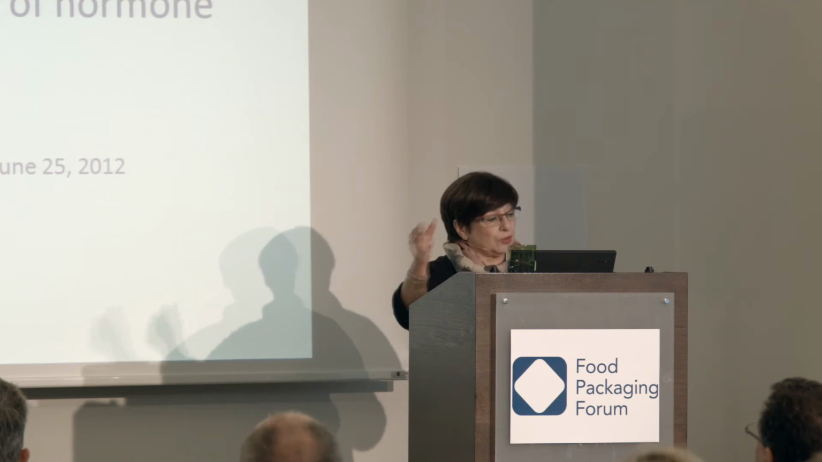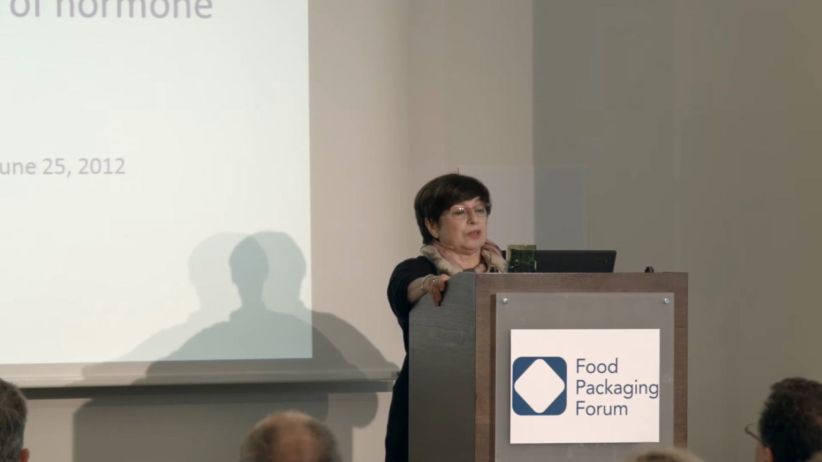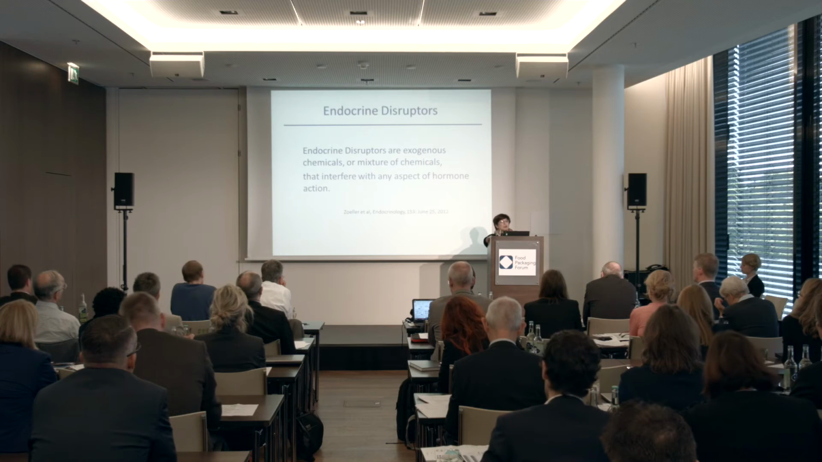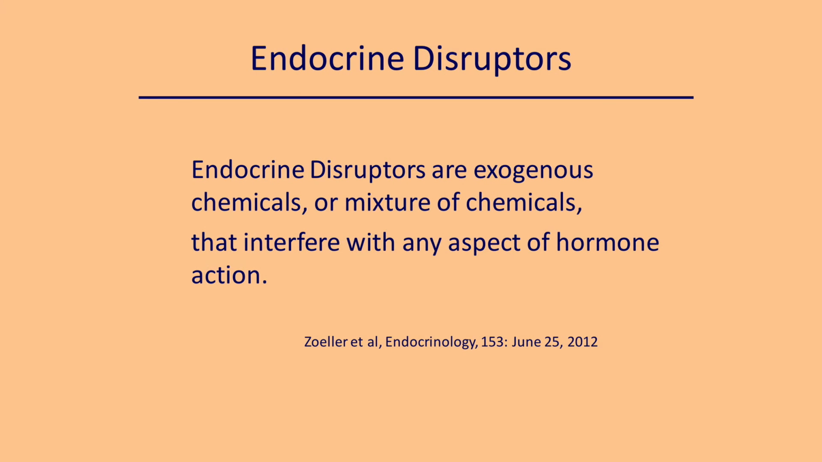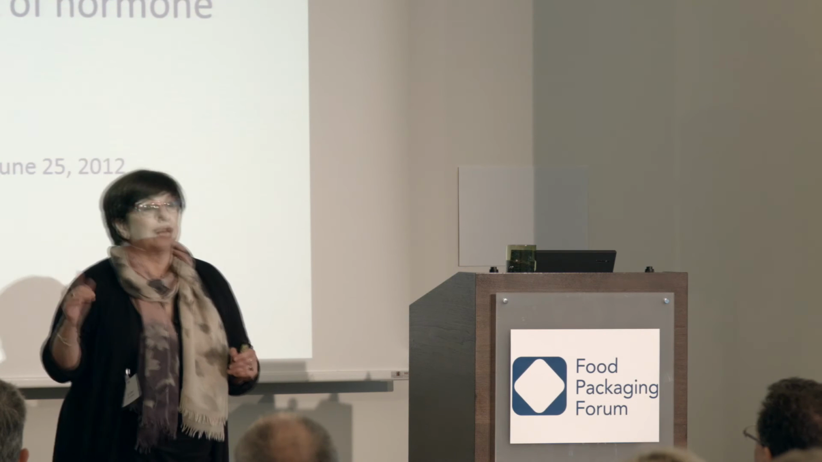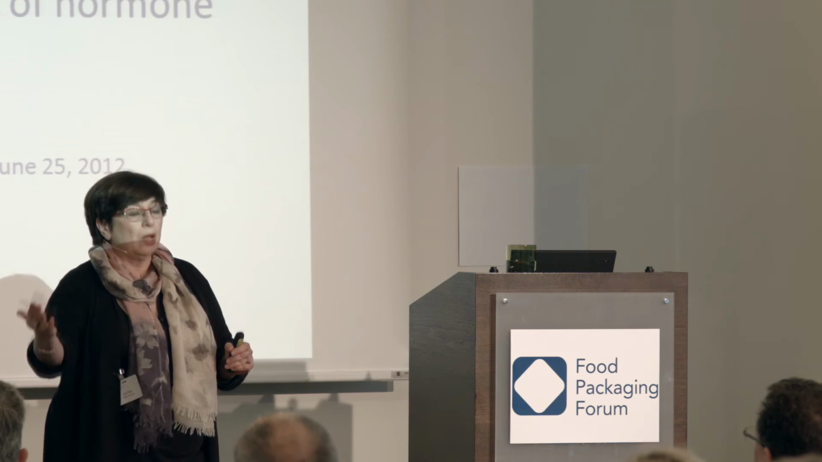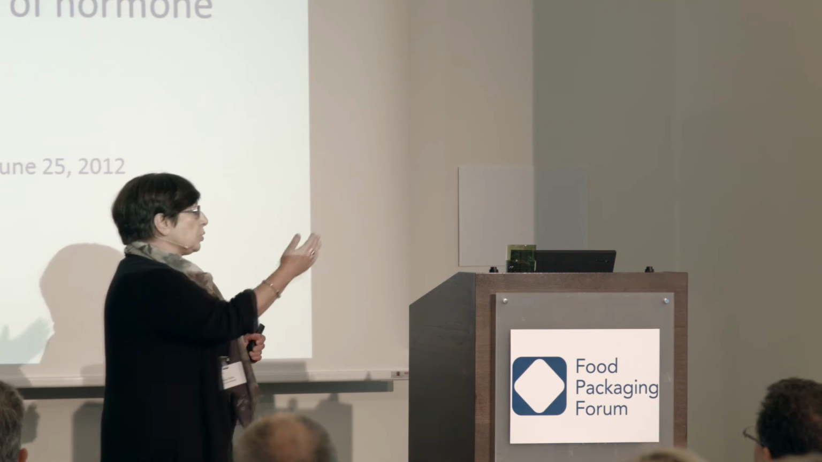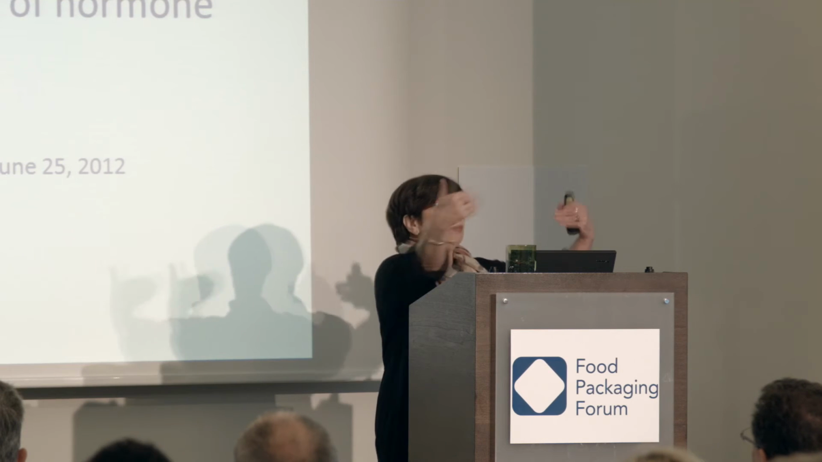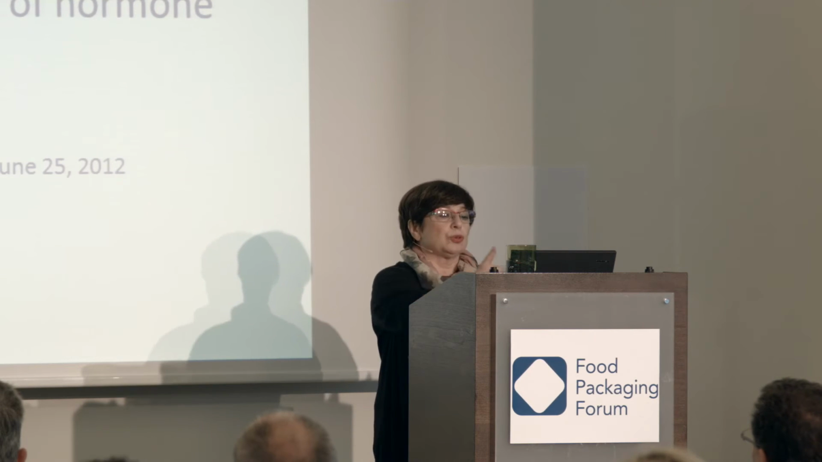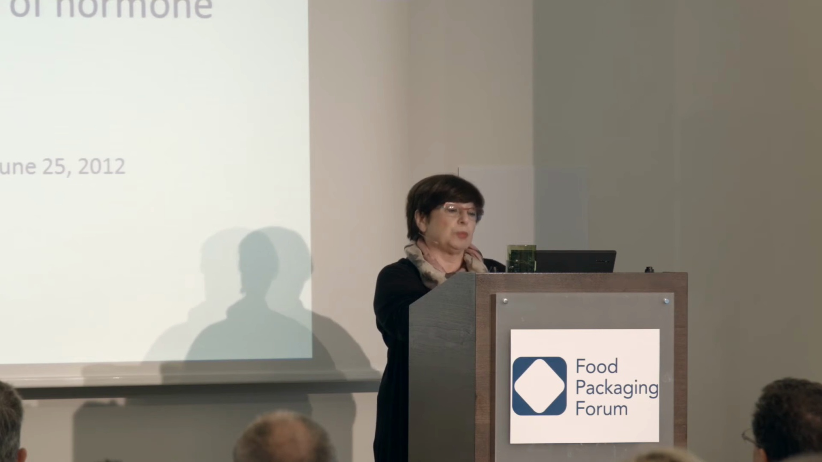So that brings us to endocrine disruptors. What are those endocrine disruptors? Just exogenous chemicals or mixtures of chemicals that interfere with any aspect of hormone action. And by that I mean the production, the disposal and degradation of hormones, as well as the activity of these hormones. For example, it could be a hormone mimic or a hormone antagonist that competes with the normal endogenous ligand for binding to the receptor, for example.